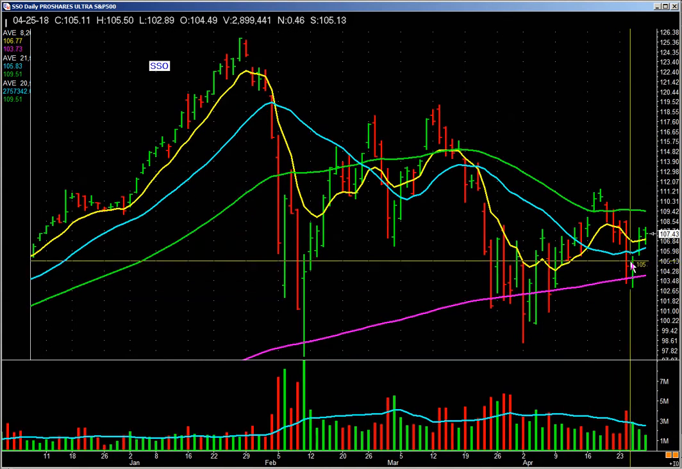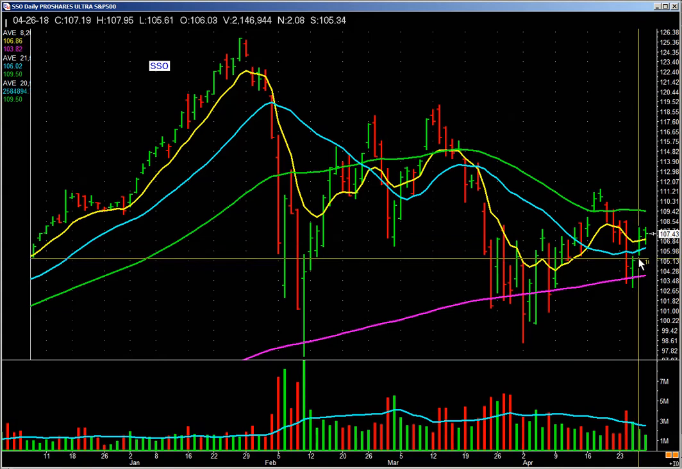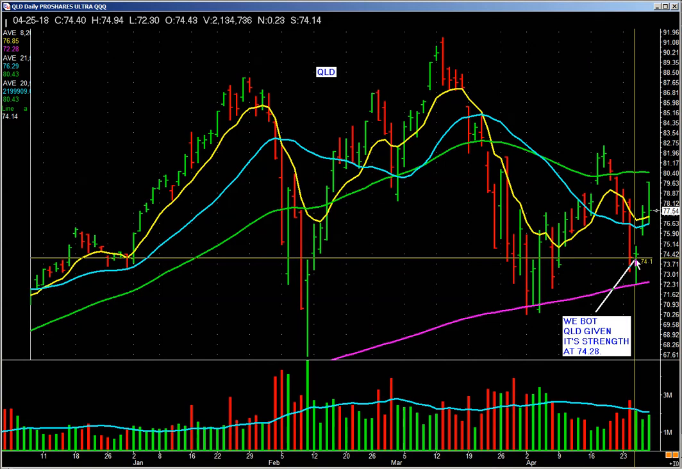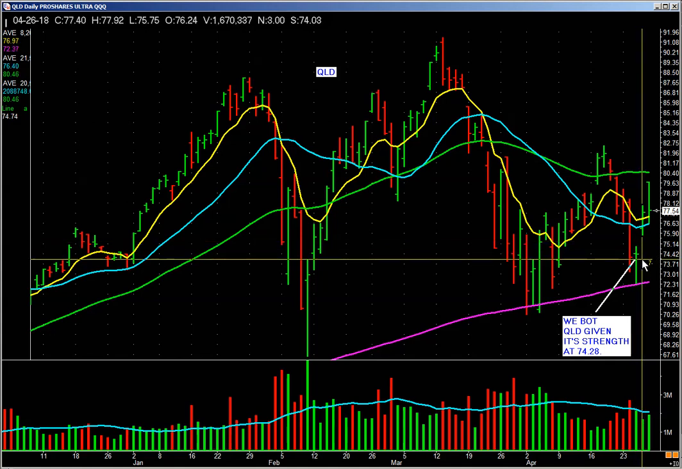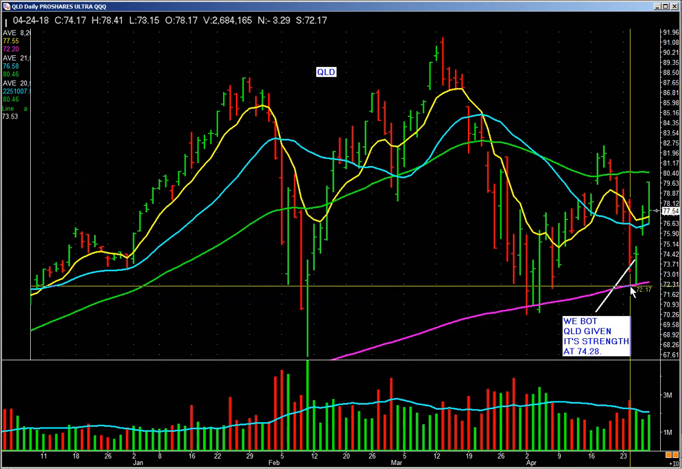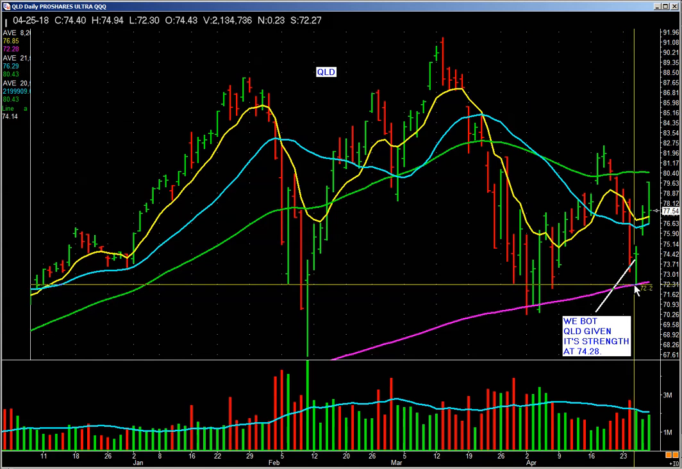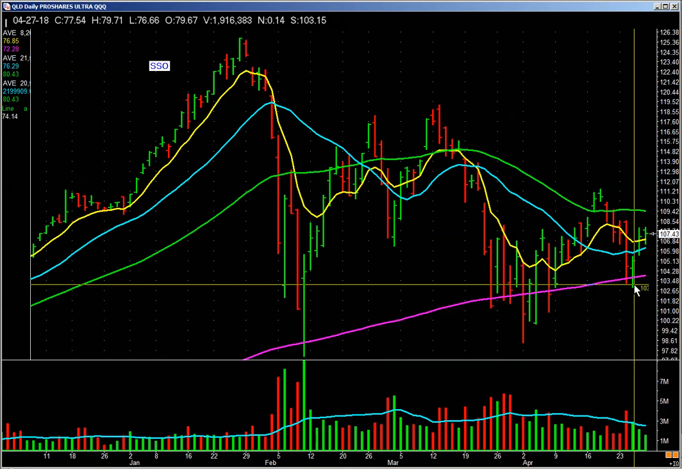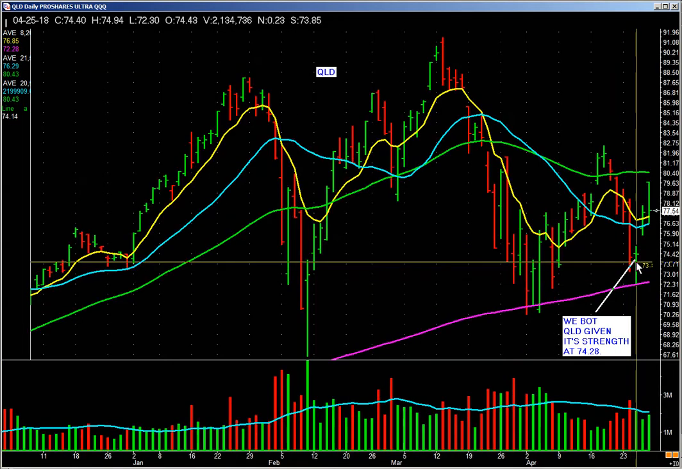SSO gapped up, look at this, it closed at 105.11 and it opened at 106.03. It gapped up less than $1. QLD closed at 74.40 and opened at 76.24. It gapped up $1.80 and it's lower priced than SSO. So again, you see the setup here? QLD exhibited strength that SSO didn't. That was the catalyst for buying QLD.